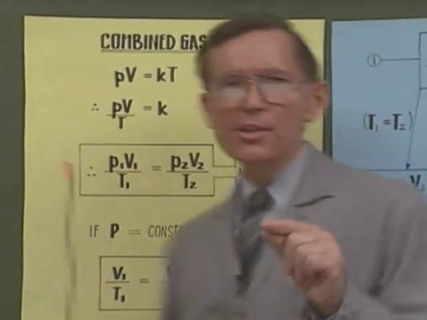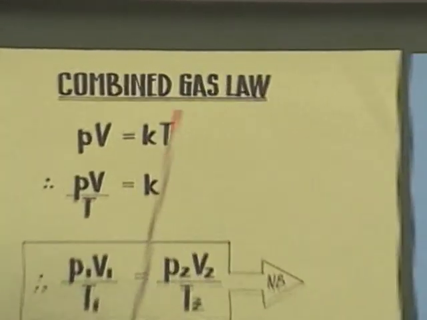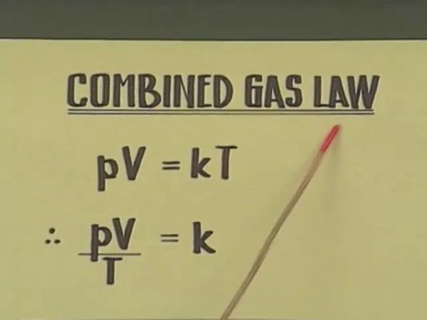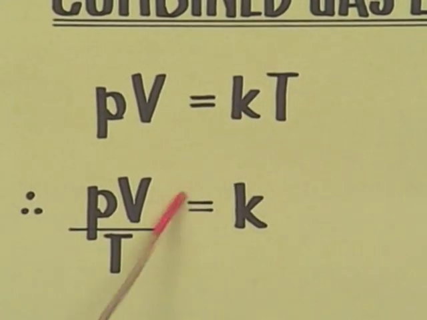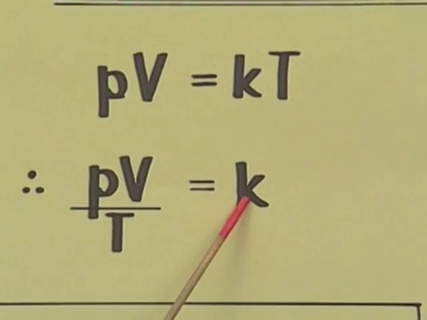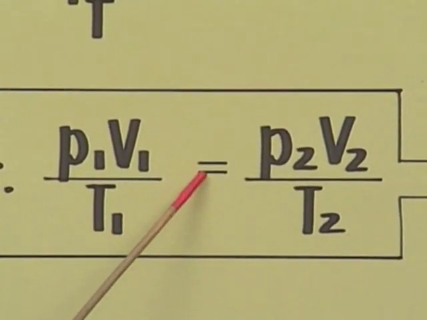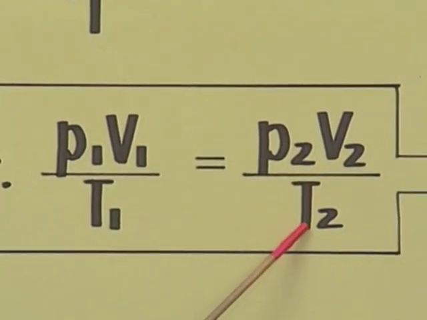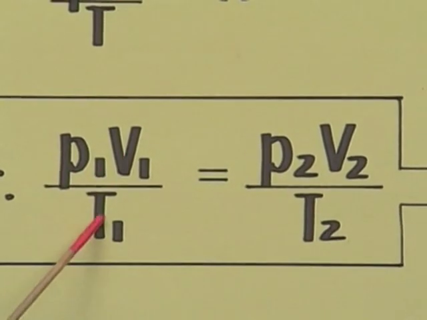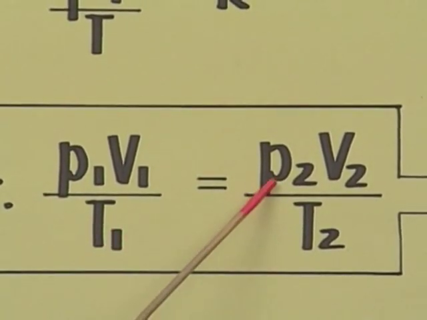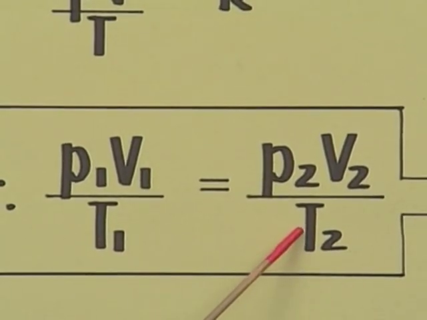We can derive the relationship between the pressure, the volume, and the temperature of a gas as follows. We call this the combined gas law. We start off with the general gas equation, PV is KT. Taking temperature across, we get PV over T is a constant, which means that P1 V1 over T1 equals P2 V2 over T2, where P1, V1, and T1 are the pressure, the volume, and the temperature before the change, and P2, V2, and T2 are the pressure, volume, and temperature after the change.